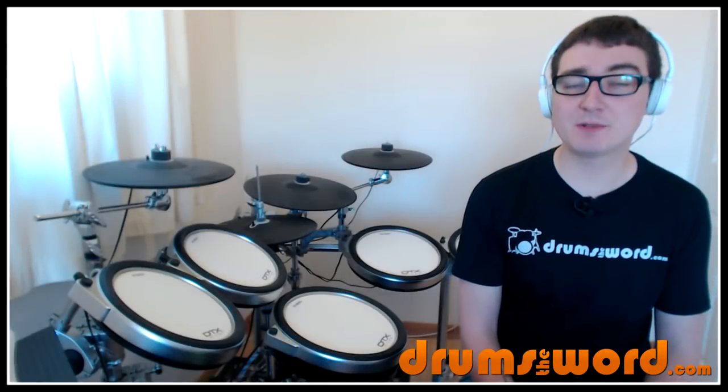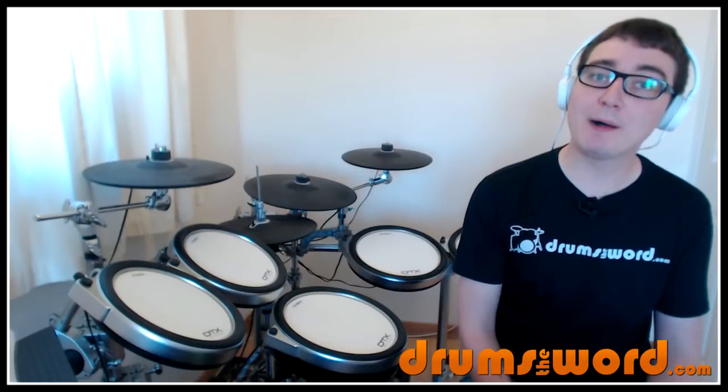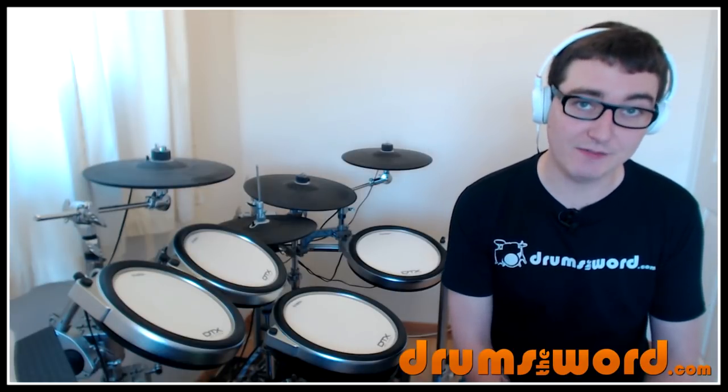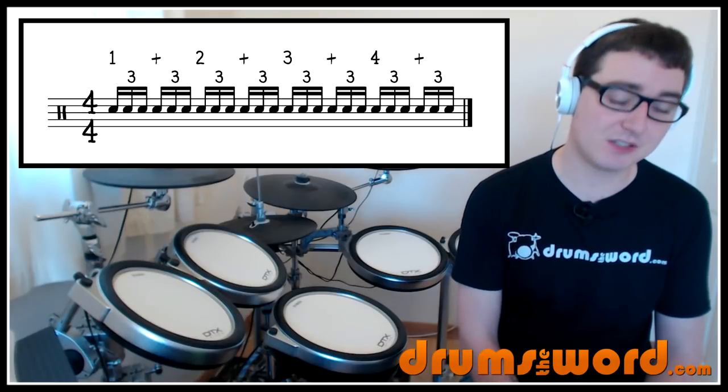Okay, so we've looked at how we subdivide a quarter note into three evenly spaced notes to produce eighth note triplets. But what about subdividing the eighth note into three evenly spaced notes? Well, we can do that as well. And this is when we have 16th note triplets.